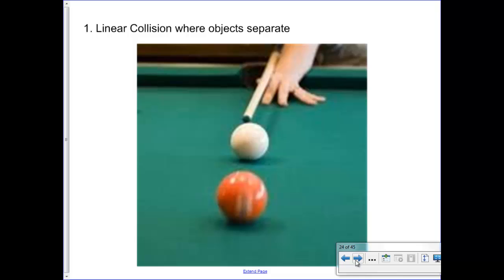First example momentum question: a linear collision where objects separate. The picture I have here is 2 pool balls, and someone shoots a pool ball and it hits the other pool ball. The momentum from pool ball 1 will hit pool ball 2 and cause the other one to move, but the objects are going to separate away from each other. Does that make sense? Linear, because it's going to be in a straight line.